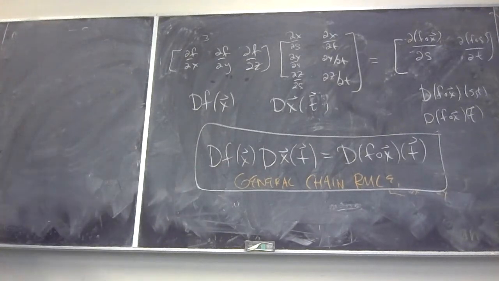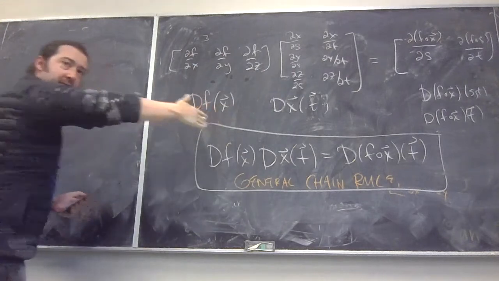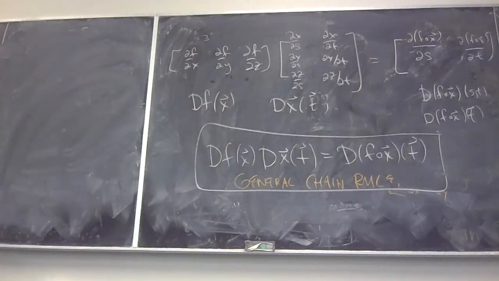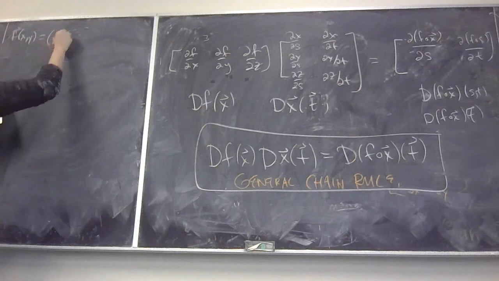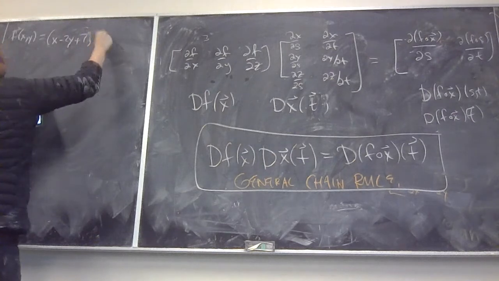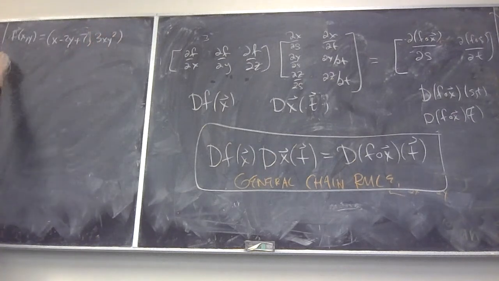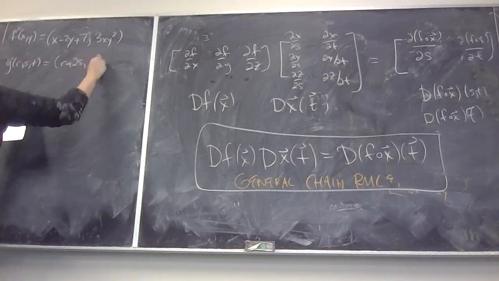So again, keep in mind that when you do these derivative matrices, rows stay rows and independent variables are arranged in the columns. Each independent variable is going to get its own column. All right, so here we go. Let's define f of x and y as a vector function to be equal to (x minus 2y plus 7, 3xy squared), and g of r, s, t to be equal to (r plus 2s, r squared st).